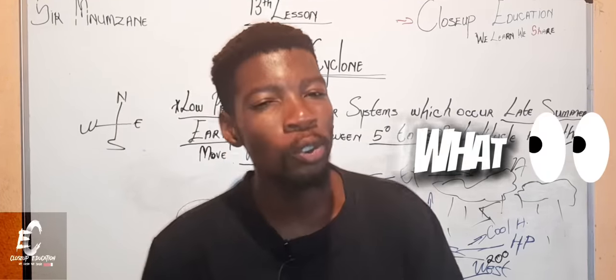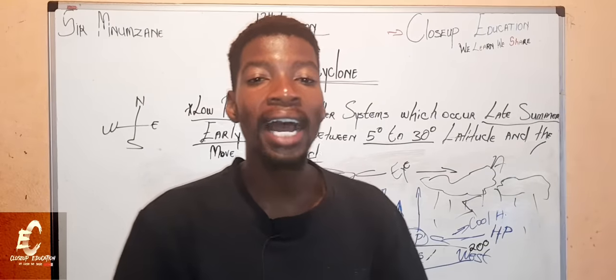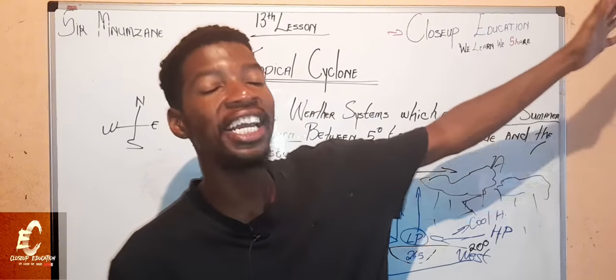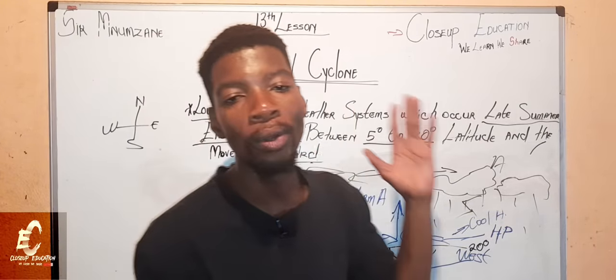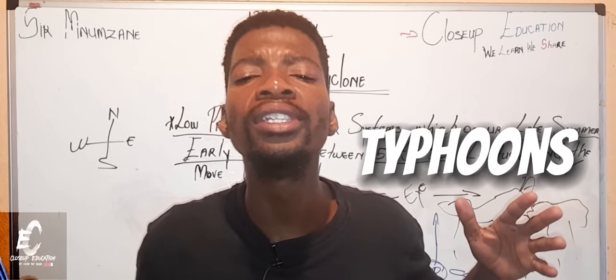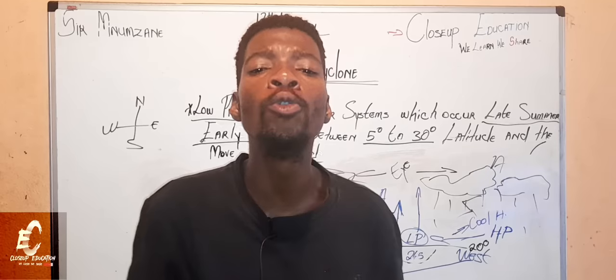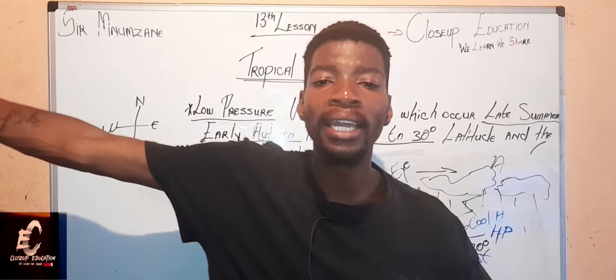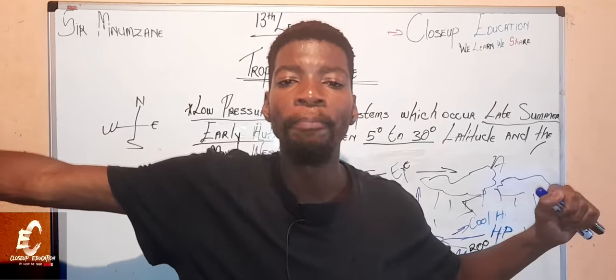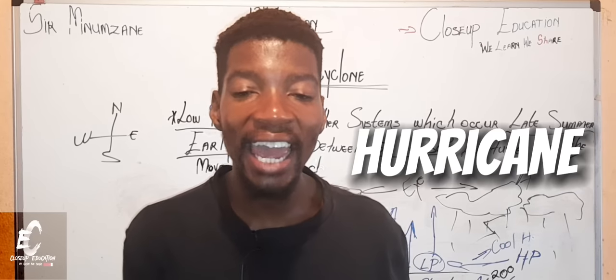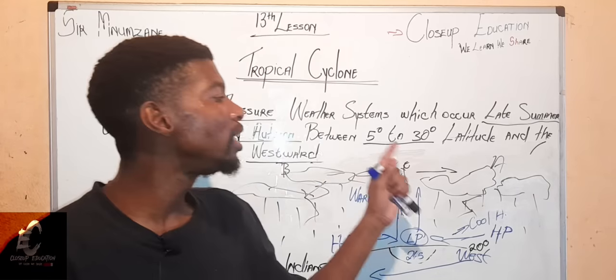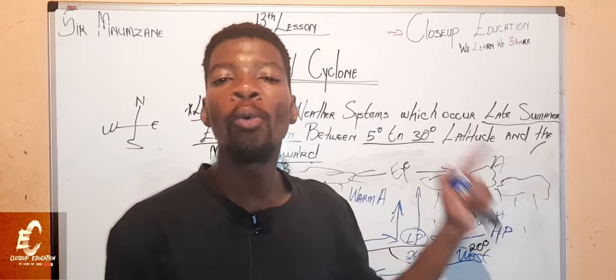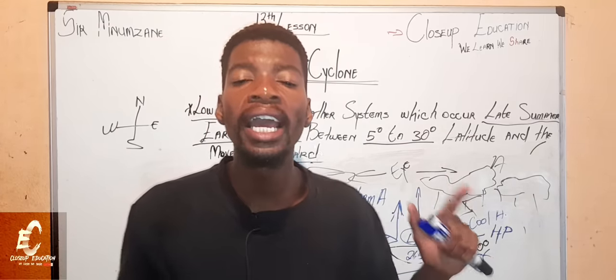What other thing you have to know about the tropical cyclone is that if it is occurring in Asia, the parts of China, it is not called a tropical cyclone. It is called a typhoon. But if it happens in the southern parts of America, it is called a hurricane. You must remember it occurs between 5 to 30 degrees, whether northern hemisphere or southern hemisphere.